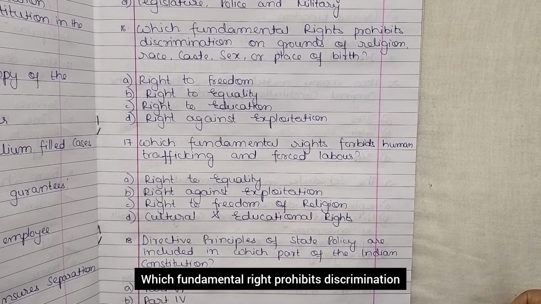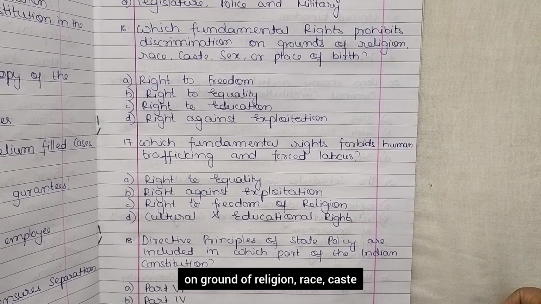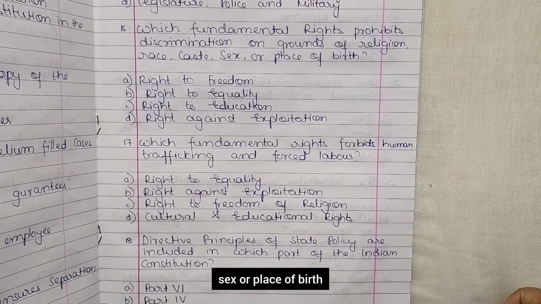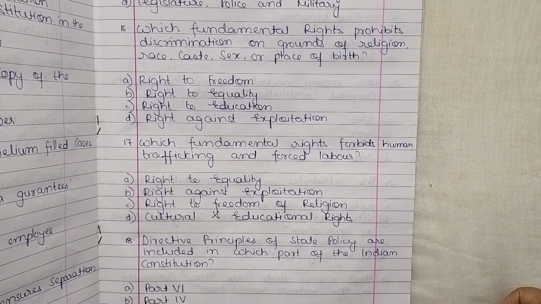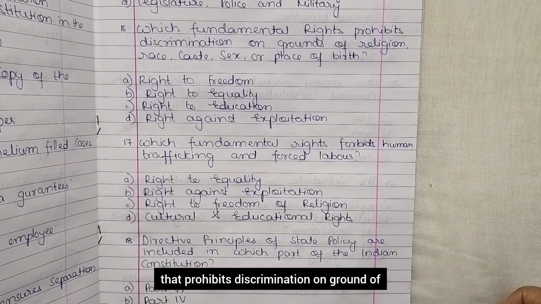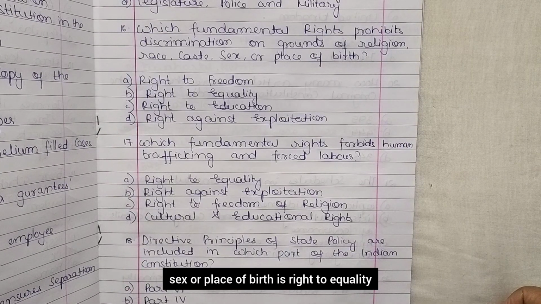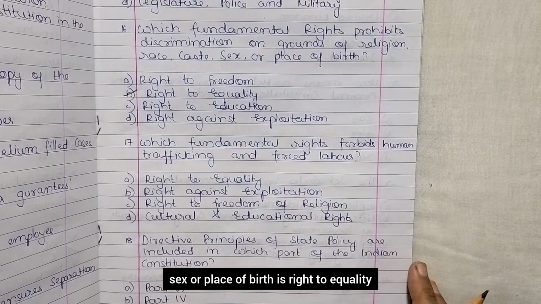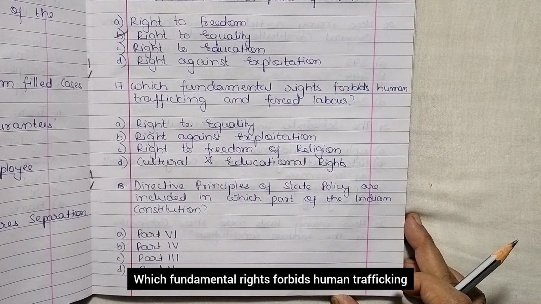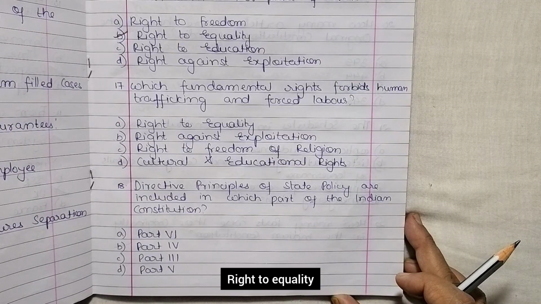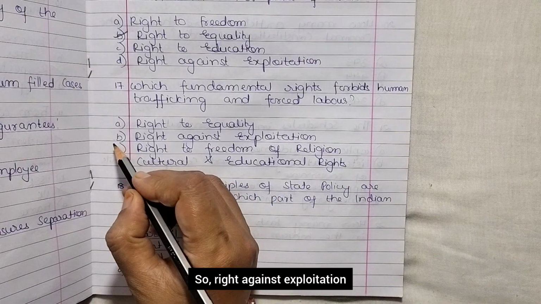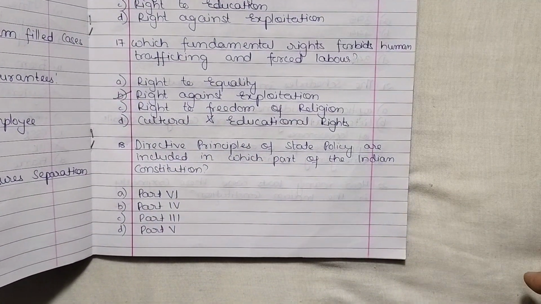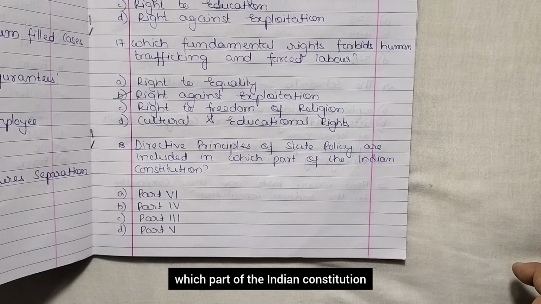Which fundamental right prohibits discrimination on grounds of religion, race, caste, sex or place of birth? Right to freedom, right to equality, right to education, right against exploitation. So that fundamental right is the right to equality. Which fundamental right forbids human trafficking and forced labor? Right to equality, right against exploitation, right to freedom of religion, cultural and educational rights. So, right against exploitation.